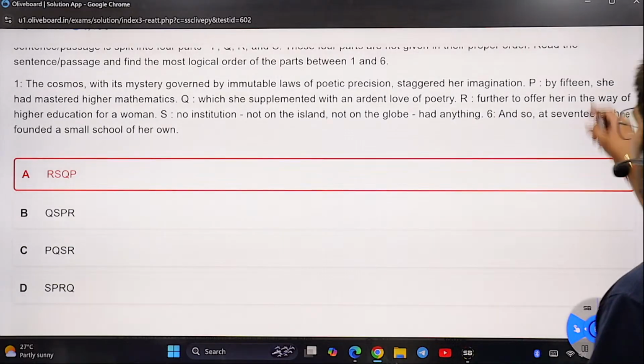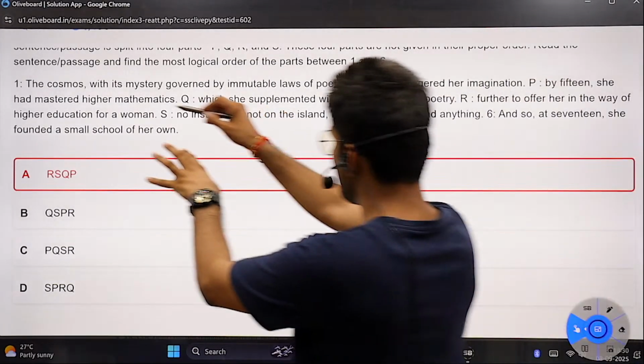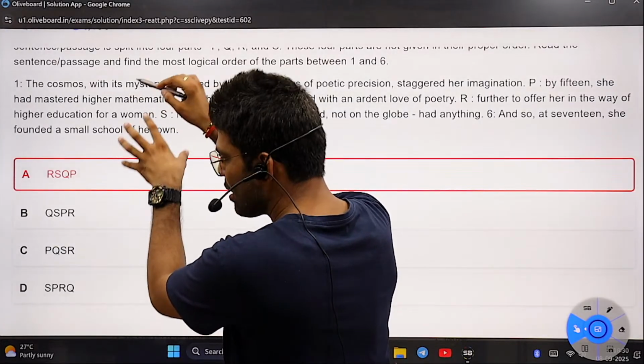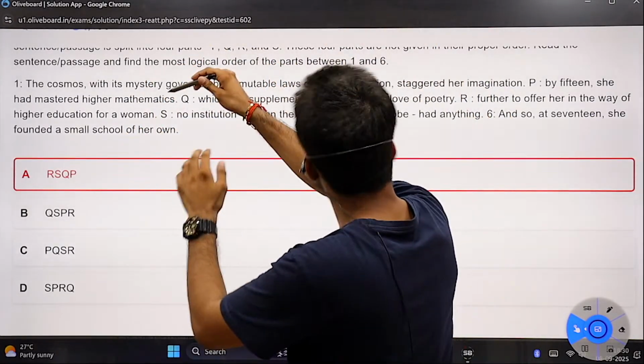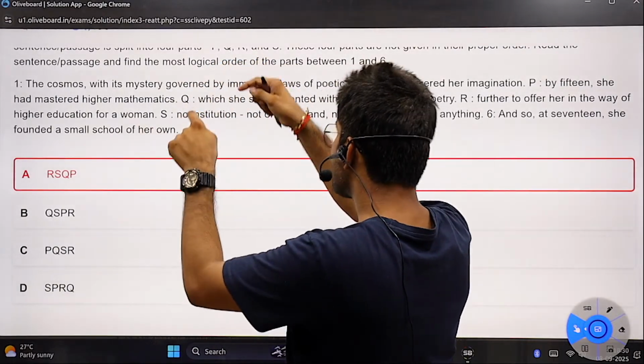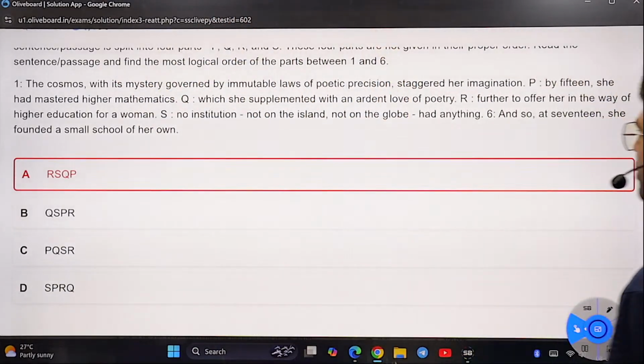Something better. By 15, she had mastered higher mathematics, which she supplemented with a love of poetry. So by 15, she had mastered higher mathematics along with a love of poetry. They are together.